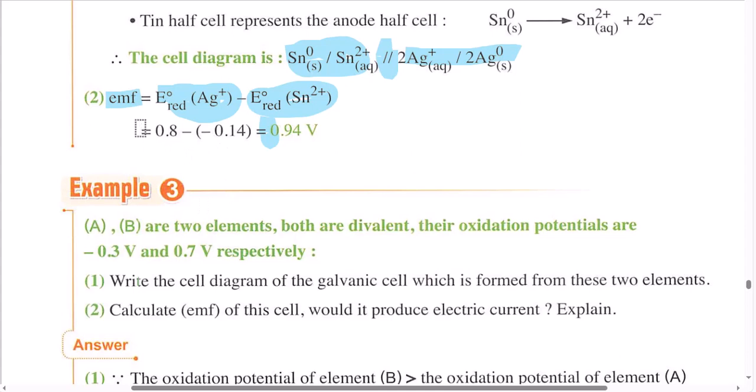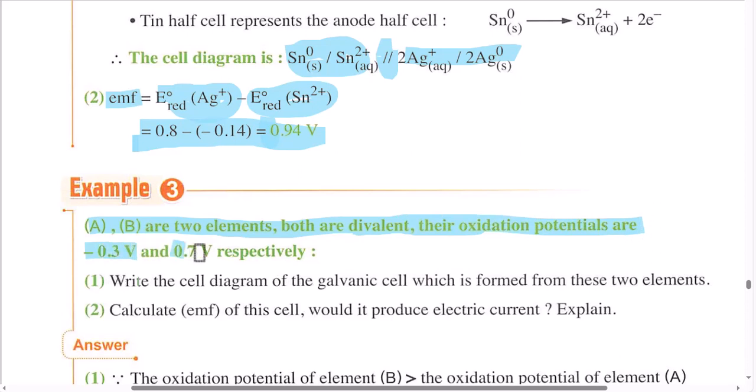So in this case, the galvanic cell produces electric current from chemical energy. Another example: A and B are two divalent elements. Their oxidation potentials are negative 0.3 volt and positive 0.7 volt respectively. Write the diagram of the galvanic cell which is formed of these two elements. We have to know this to write the diagram correctly.